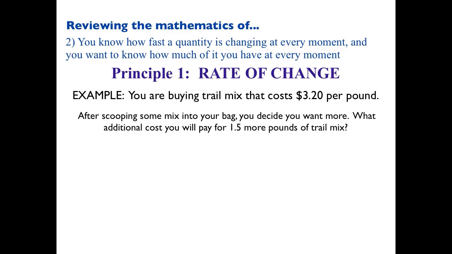So who got a quick calculation to do that? Yes, sir? And how'd you get that? 3.2 times 1.5. And you got $4.80. That is how much more you would pay for 1.5 more pounds of trail mix. Everyone agree with that? All right, let's hold on to that thought for a second.